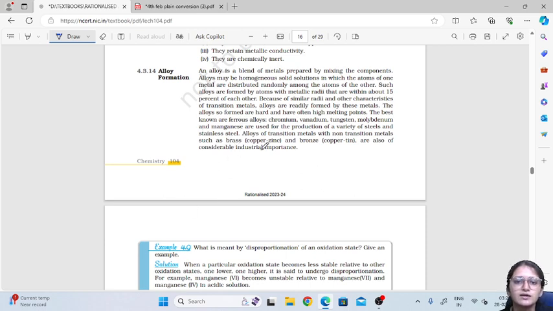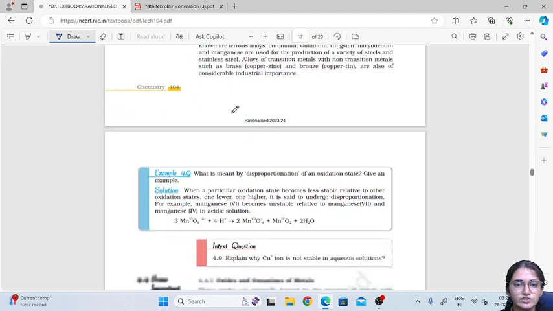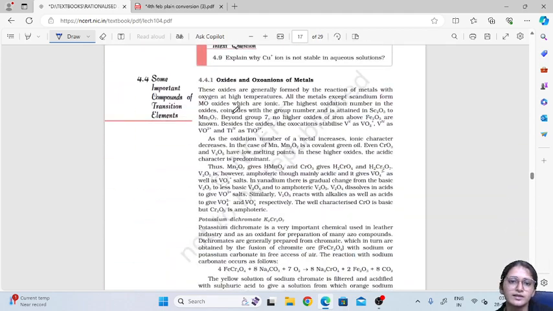See, brass is the mixture of copper and zinc, bronze is the mixture of copper and tin. So these are examples of alloys. Now, transition metals have the tendency to form alloys. Then next is about their oxides and oxoanions of metals. Some of the metals have the tendency to form oxides and oxoanions.